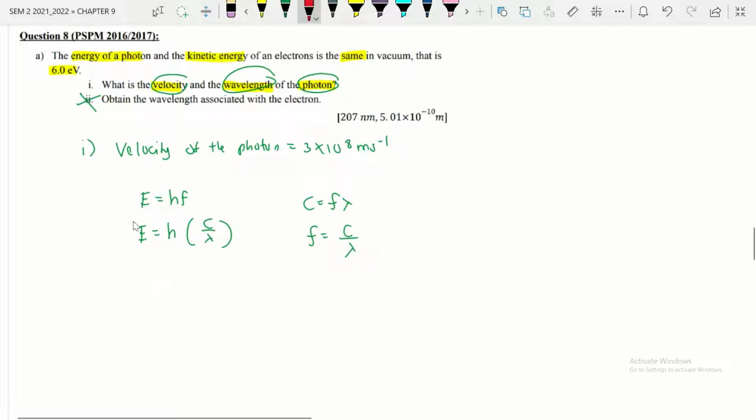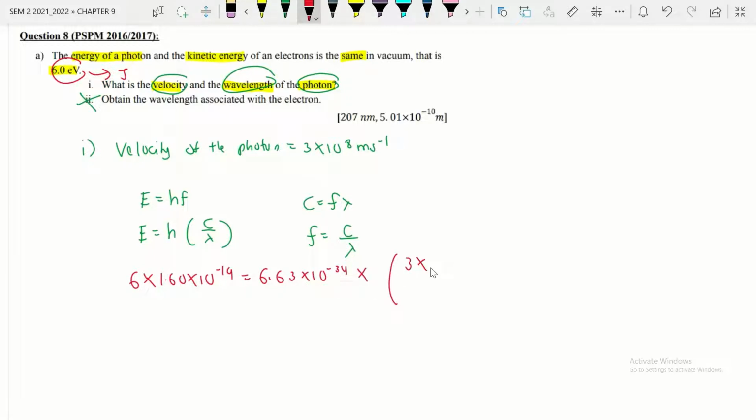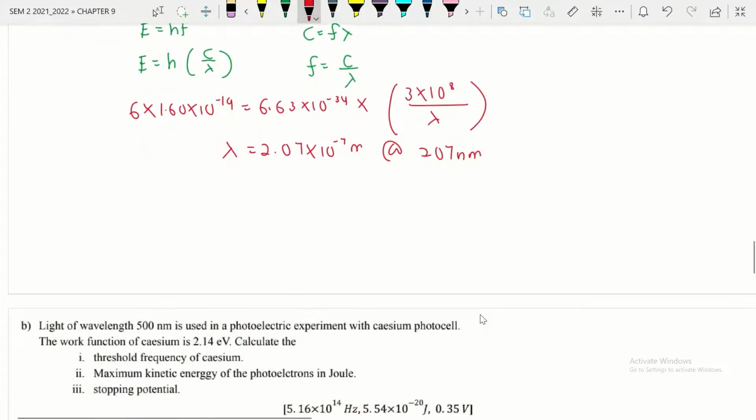So the energy given is in electron volt. So convert dia kepada joule. So 6 times 1.6 times 10 to power of negative 19 equals to Planck constant kita 6.63 times 10 to power of negative 34 darab juga dengan speed of light 3 times 10 to power of 8 bahagi dengan wavelength. So you all tekan calculator akan dapat wavelength 2.07 times 10 to power of negative 7 meter. Boleh kalau nak tulis dalam nanometer, tak ada masalah. Okay, that is for 8A. Okay, let's proceed to 8B.